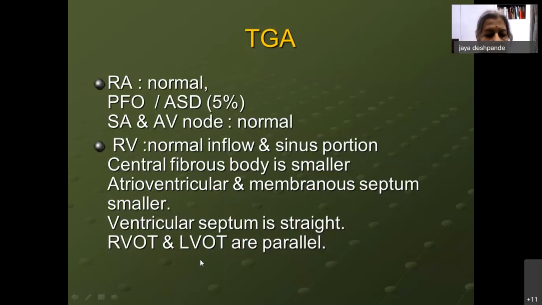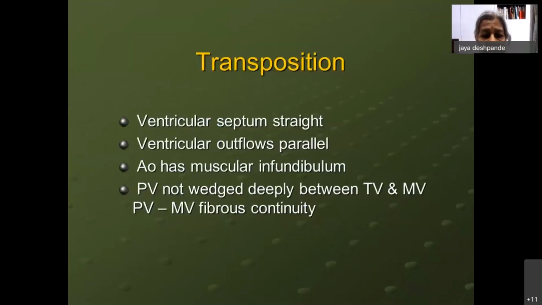So, this is the basic anatomy of transposition of great vessels. So ventricular septum is straight, ventricular outflows are parallel, the aorta has a muscular infundibulum. However, pulmonary valve is not wedged deeply between tricuspid valve and mitral valve, as normally an aorta would be. Pulmonary valve to mitral valve, there is fibrous continuity.